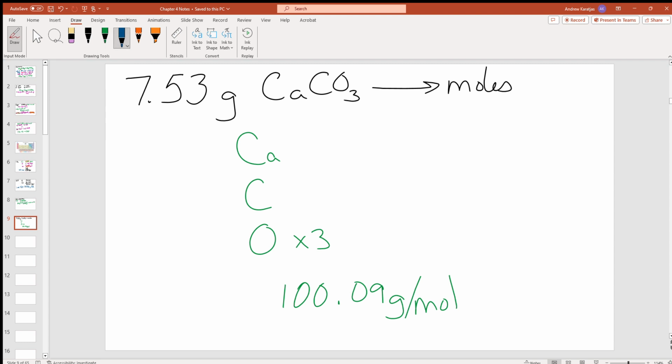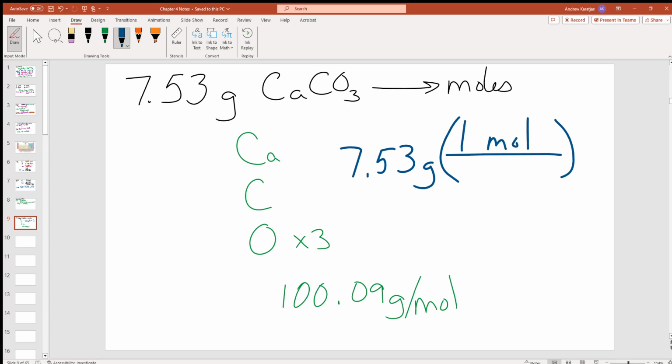And then we just take our 7.53 grams times 1 mole over 100.09 grams. And we get 0.0752 moles.